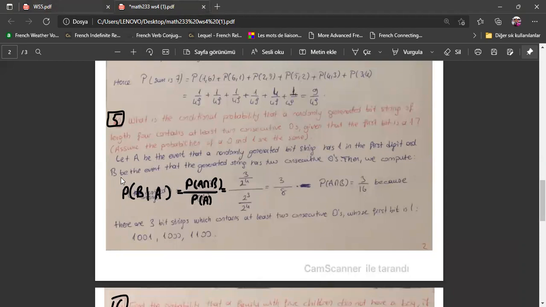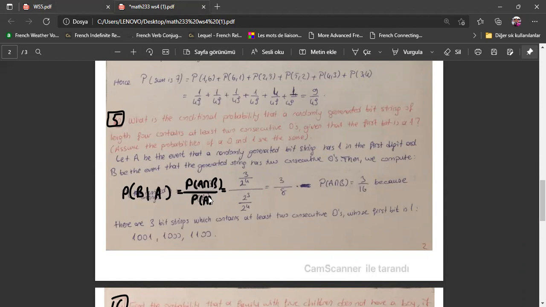Now let B be the event that the generated string has 2 consecutive zeros, right? So here we have B. Now, what's the probability of this condition, this event? It's the probability of A intersection B over the probability of A.